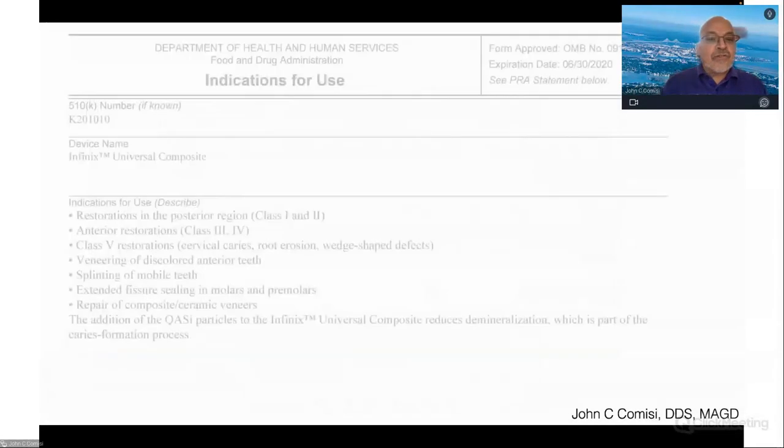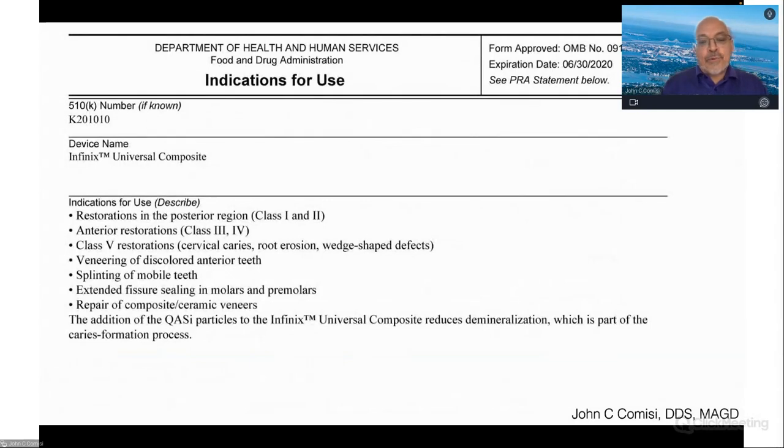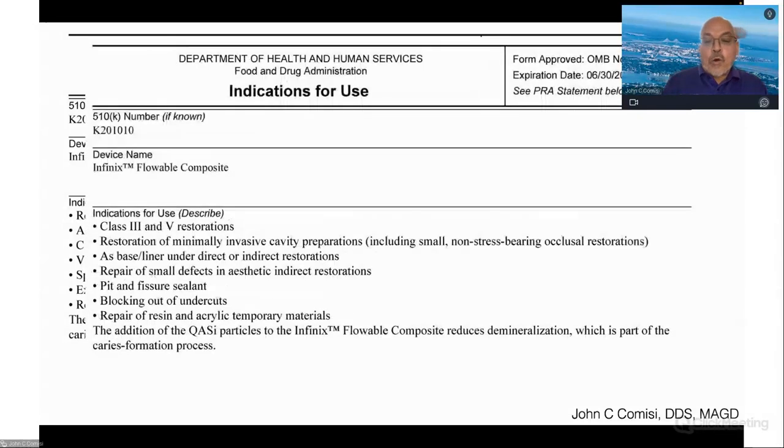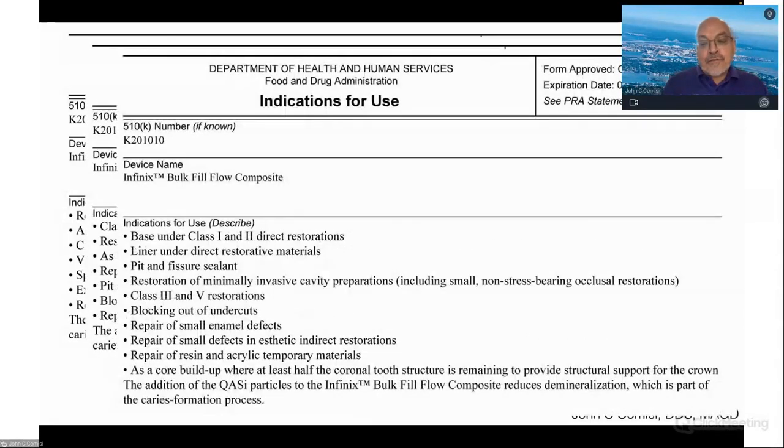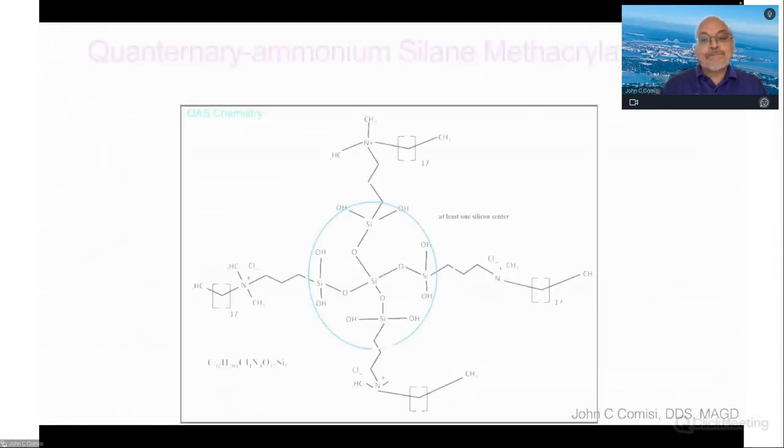And as the various 510K FDA approvals will show, the universal composite, the flowable composite, and the bulk fill material can only be claimed demineralization reduction and not antibacterial reduction at this point in time. They need to do more studies to be more effective in that. So that's something you can put into your back pocket and work with as time goes by, if that product seems to be beneficial or something you're interested in using.